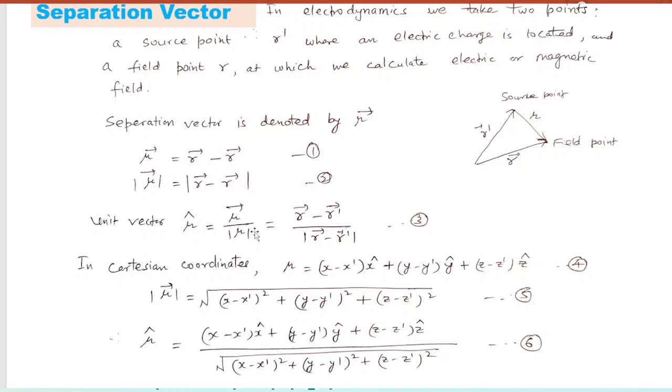And in Cartesian coordinates, if the field point is x y z and the source point is x prime y prime z prime, then this separation vector curly r is equal to (x minus x prime) x cap plus (y minus y prime) y cap plus (z minus z prime) z cap. This is the vector, and if we divide it by its magnitude, then it will give us the unit separation vector. So this is how we can find the separation vector. It is very useful in the electrodynamics course. This symbol has a special meaning. This separation vector is curly R vector.